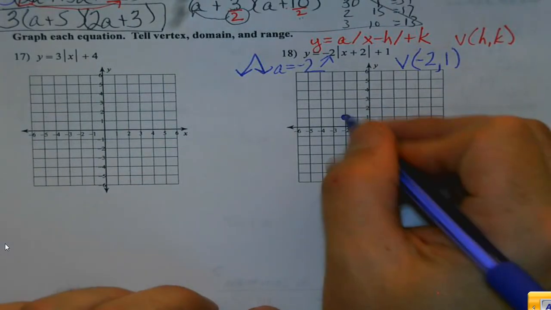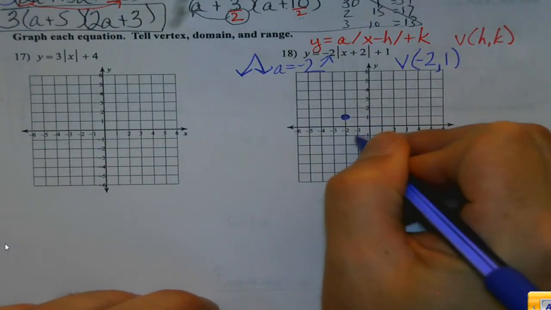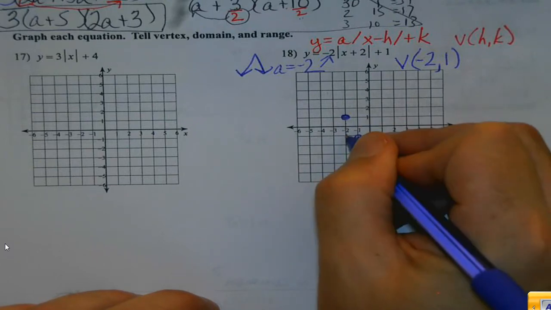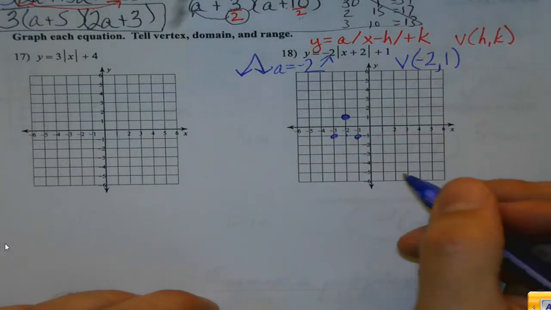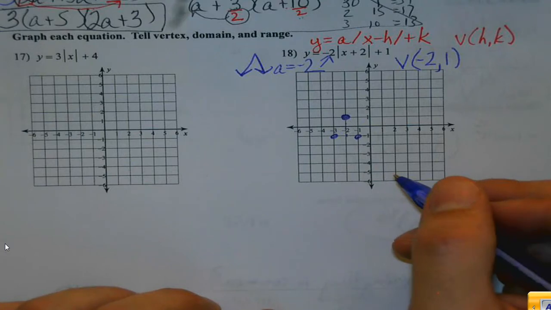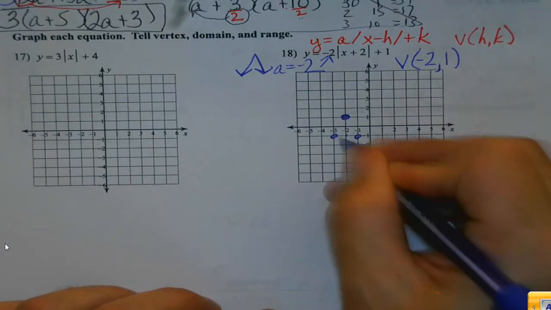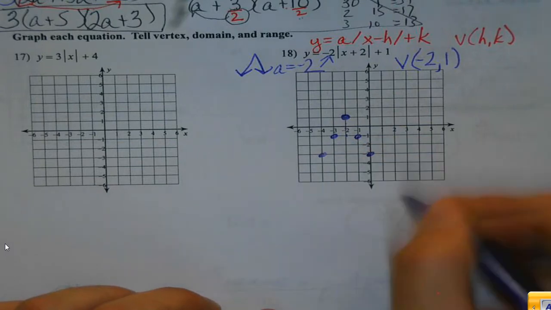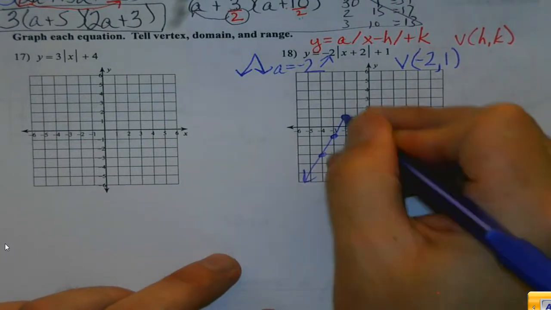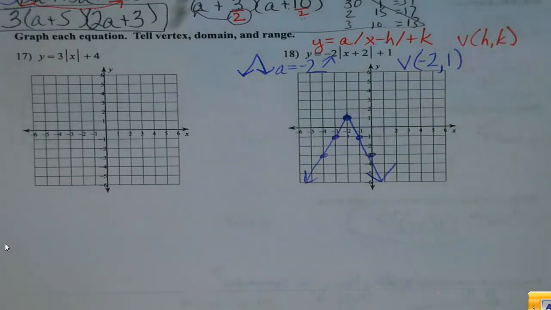Because I am going to go down 2 and over 1, but I'm going to do it in both directions, both left and right. Because I should get this thing that looks like a triangle or a V. And if I want to make one more set of points, I can go down 2 and over 1 one more time. And connect my dots. Okay. That's how I can get my graph.